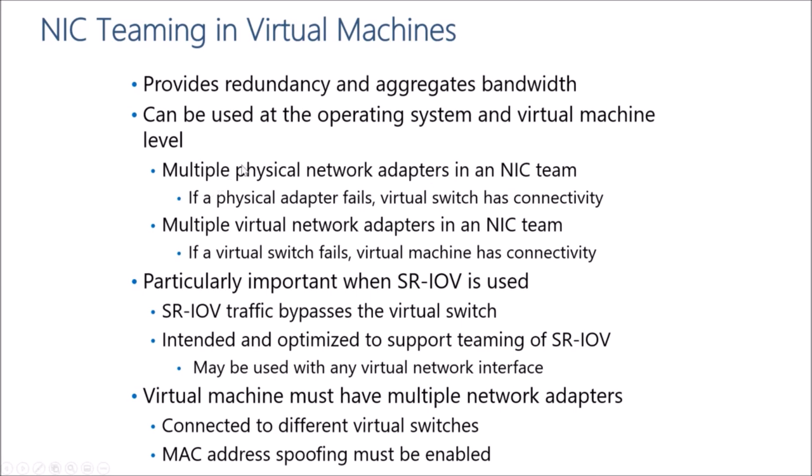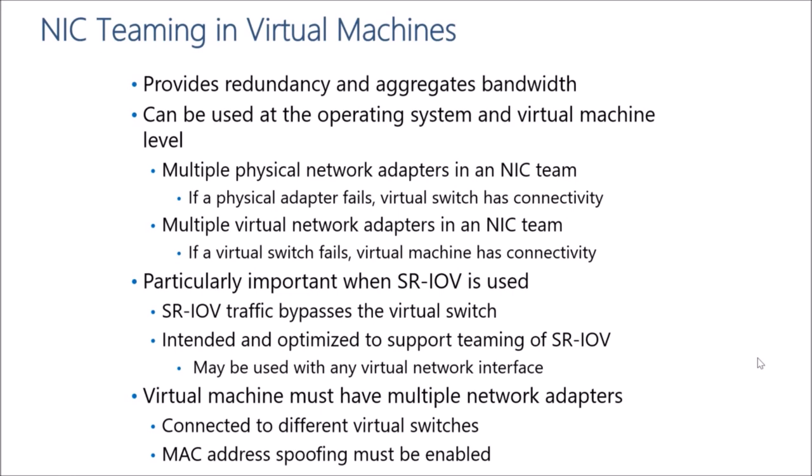So basically what this is saying is that if we have multiple physical network adapters in a NIC team, and that's the adapter that's being used by the virtual switch to connect to the physical network, if one fails, the virtual switch has one to go to. But if we're talking about multiple virtual network adapters in the NIC team, that's basically on the virtual machine. It just means that each of these network adapters could be plugged into a different virtual switch. And if one of the virtual switches fails, the virtual machine still has connectivity through a virtual network card to the other virtual switch, if you like. It's just basically having that multiple path idea.